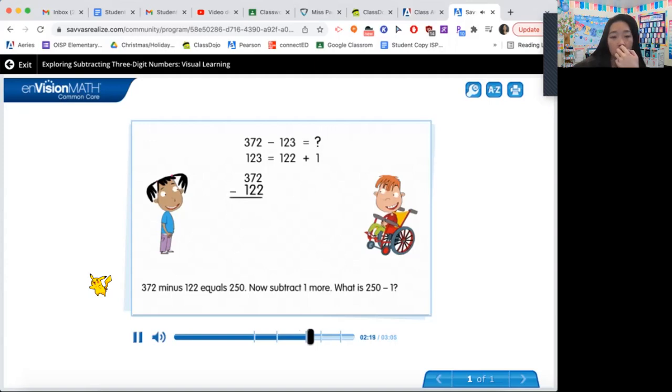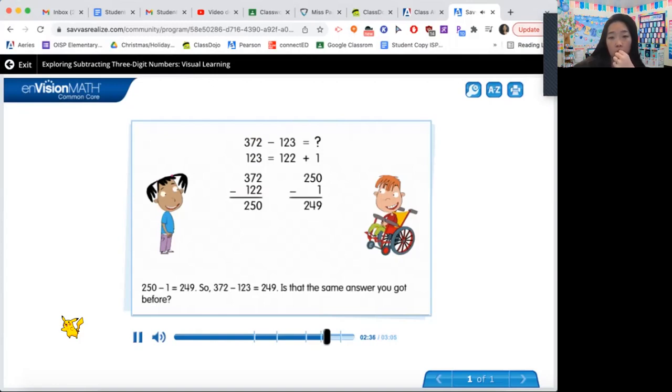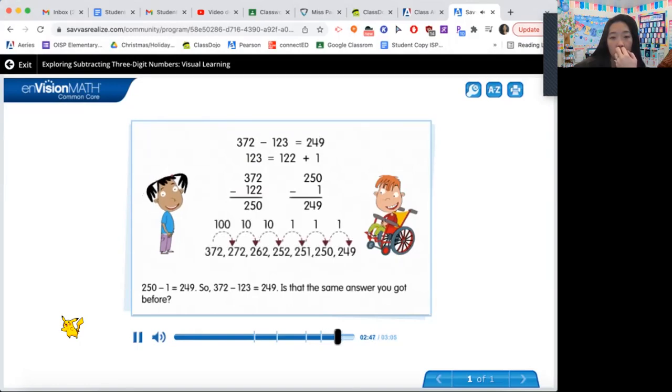372 minus 122 equals 250. Now subtract one more. What is 250 minus 1? 250 minus 1 equals 249. So, 372 minus 123 equals 249. Is that the same answer you got before? Both ways get the same answer. Now you know some different ways to subtract three-digit numbers.